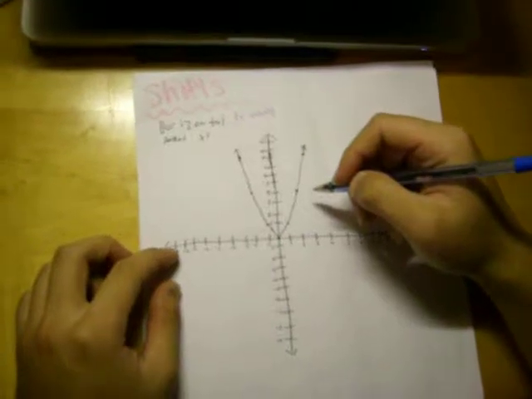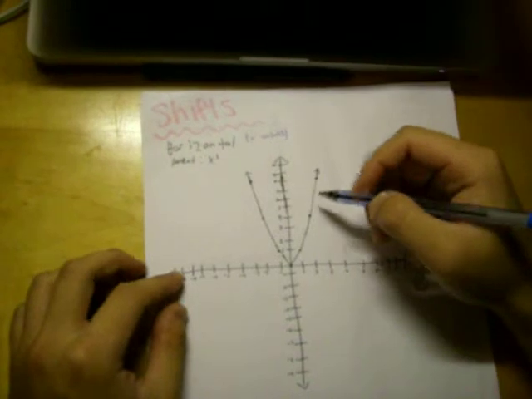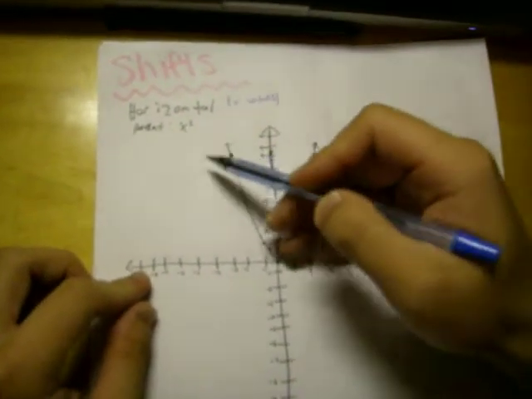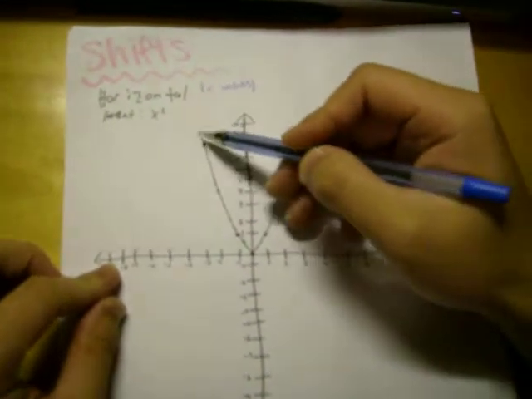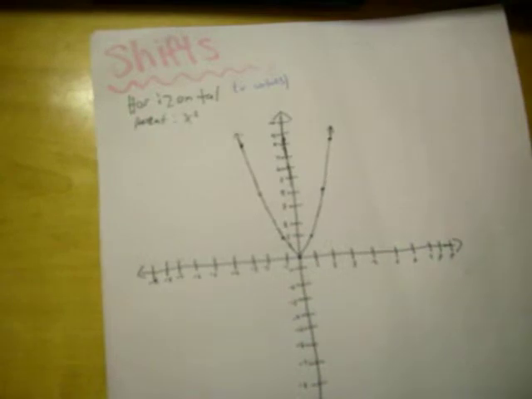Over here, I'm going to show you how to stretch and shrink horizontally and vertically for transformations. First of all, we're going to start with horizontal stretches and shrinks. Here I have my parent function, which is x squared, which is basically a parabola. I'm going to try and stretch it horizontally.